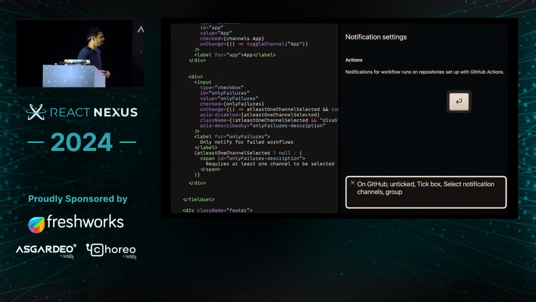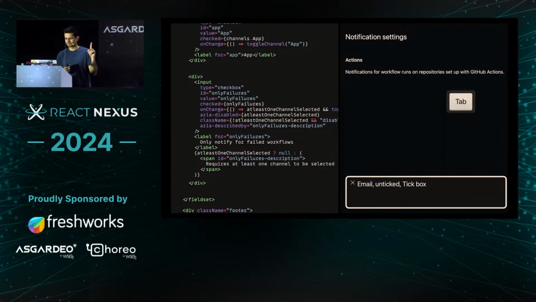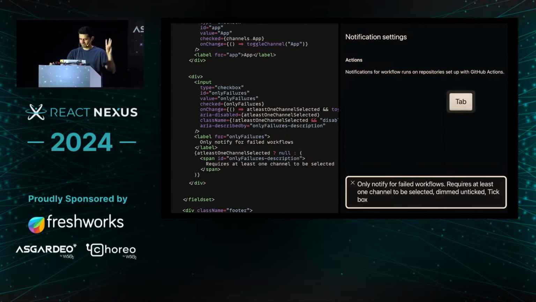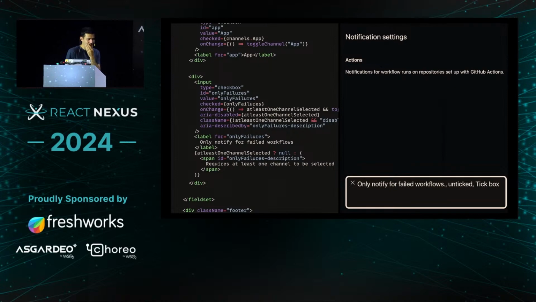Button. On GitHub. Untick. Tick box. Select notification channels. Group. Email. Untick. Tick box. App. Untick. Tick box. Only notify for failed workflows. Requires at least one channel to be selected. Dimmed unticked. Tick box. Cancel. Button. Add. Email. Unticked. Tick box. Tick. Email. Tick box. Add. Only notify for failed workflows. Unticked. Tick box. Tick. Only notify for failed workflows. Tick box. Changes saved. Notify me. Email. Failed workflows only.